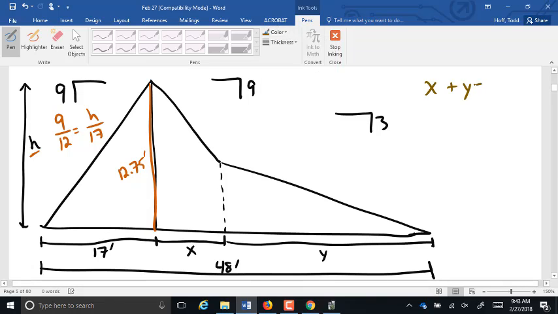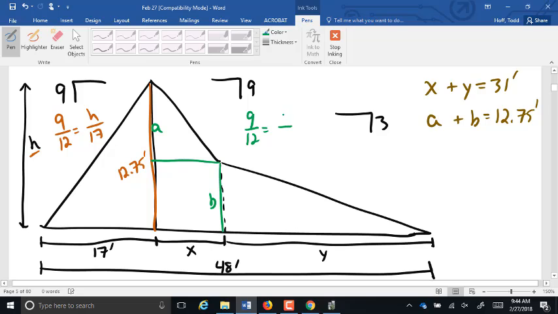Now for our equations, what do we know about x and y? We know that x plus y is 31 feet. Very good. What else do we know? If I call this A and B, well, we know that A plus B equals h. You are absolutely correct there. Let's do that. A plus B equals 12.75.